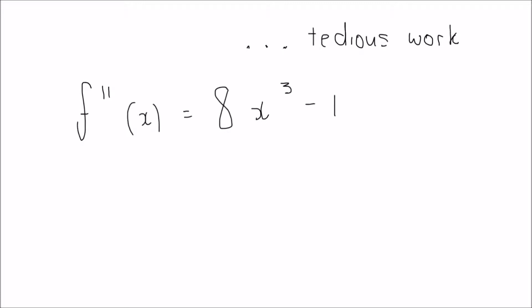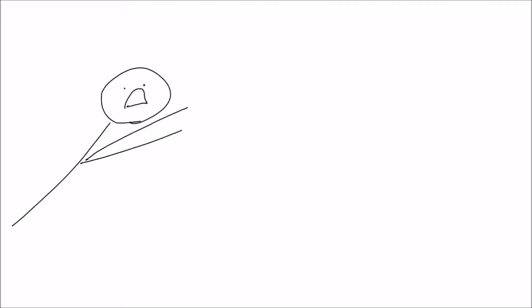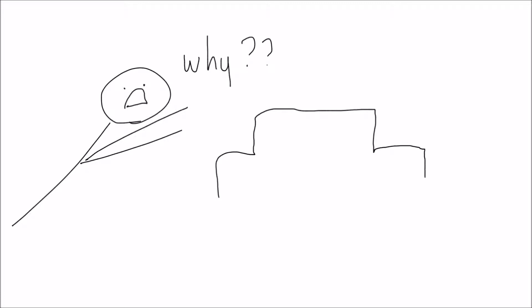So after a bunch of tedious work, you end up with the second derivative of f of x being 8x cubed minus 12x squared minus 24x plus 4 all over x squared plus 1 cubed. But why do you need to know this? Why is it essential? I mean, really, just looking at it, you just derive twice.